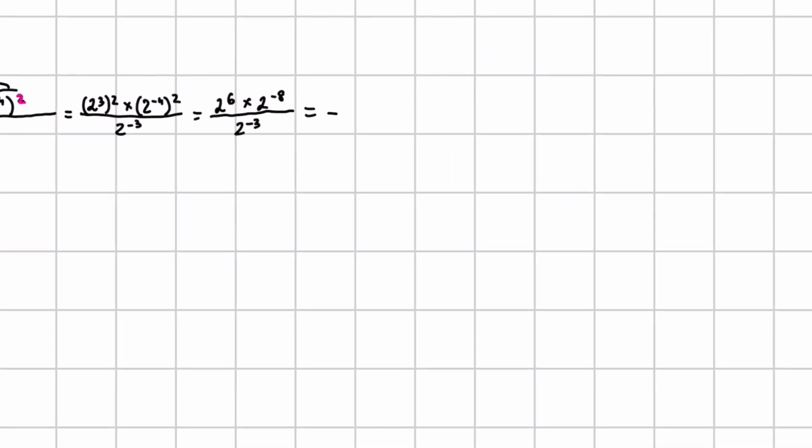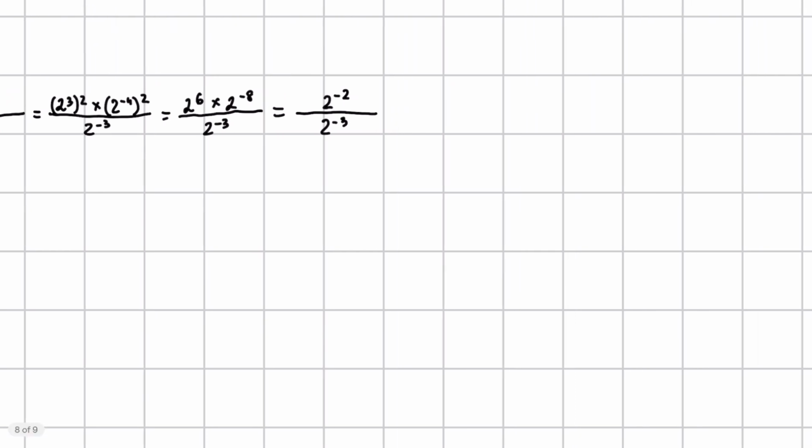And almost the end, we have 2 to the power of 6 times 2 to the power of minus 8, so we can add our powers because we have multiplication between those numbers, so it is simply 2 to the power of minus 2, because 6 plus minus 8 is minus 2, and in the denominator we have still 2 to the power of minus 3.